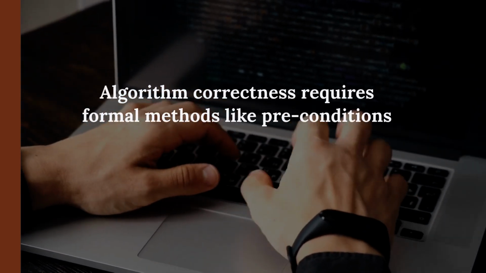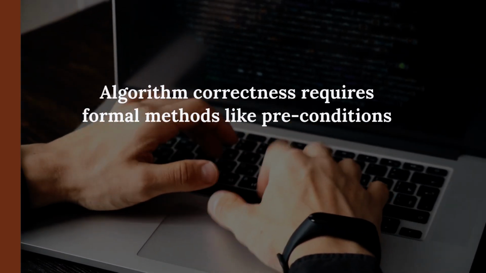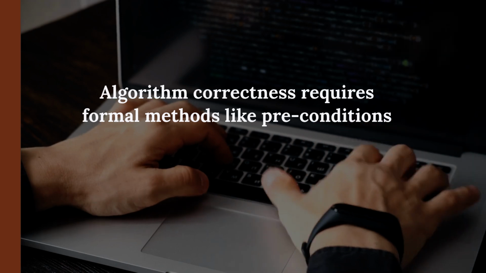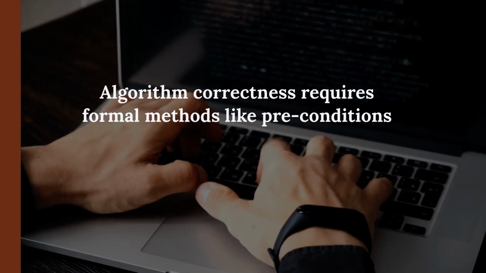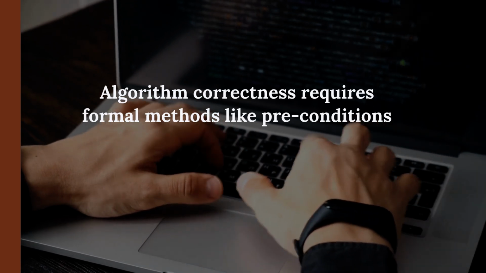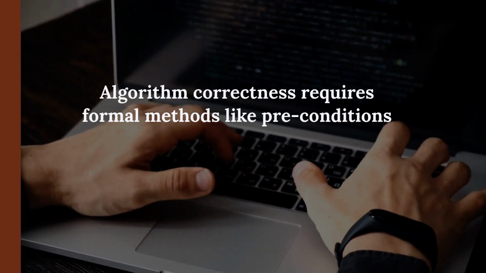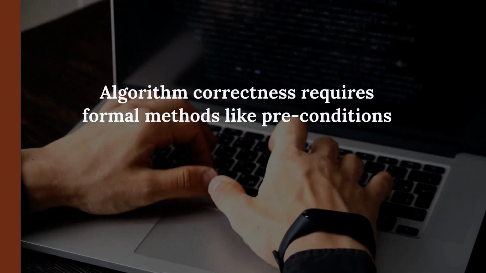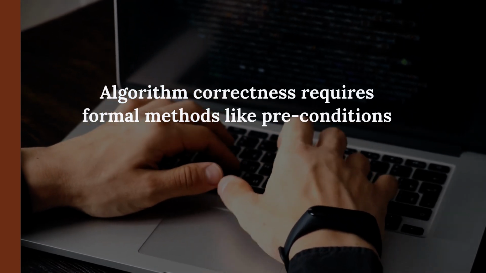Proving algorithm correctness requires formal methods like preconditions. Debugging helps detect errors during implementation. Timing algorithms is crucial for measuring performance. Jupyter Magic functions can assist in this process. These steps ensure the algorithm is both correct and efficient.